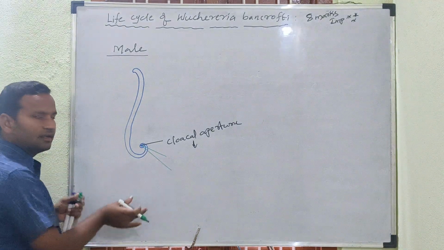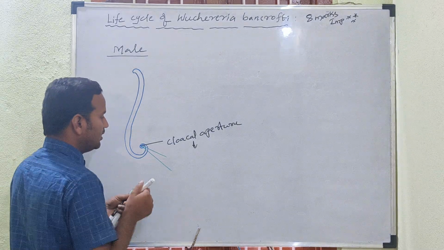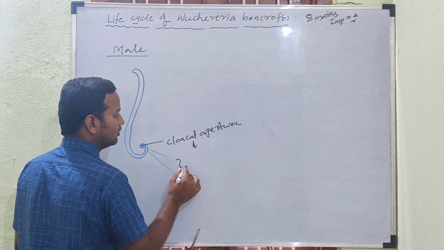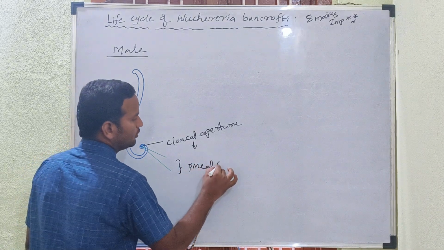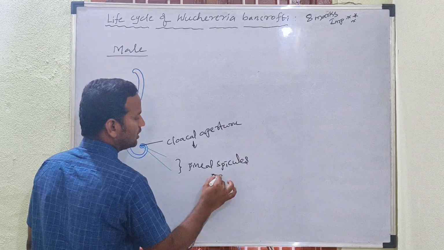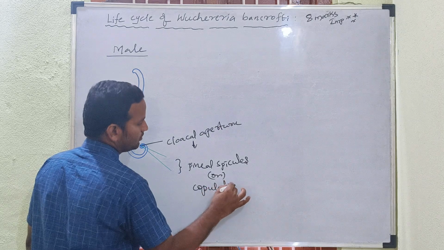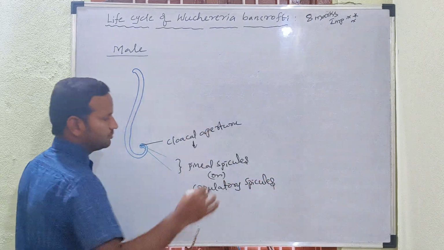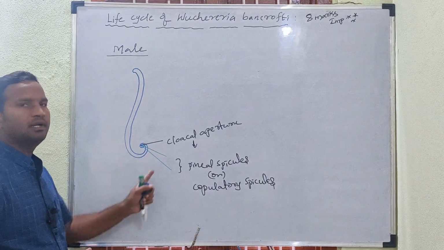Is this equal or unequal? Unequal. That's why unequal sized chitinous spicules are present, called penial spicules, also otherwise called copulatory spicules. Got it? This is about the male organism.